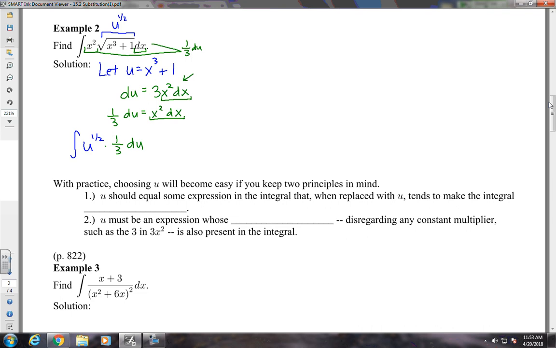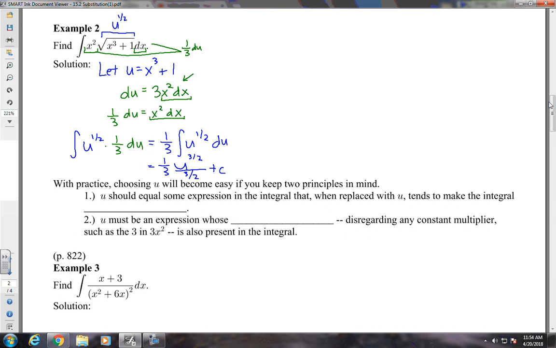Now we have a very simple integral to work with. The goal in substitution really is just to recognize the overall operation that's going on in your integrand and to write it in a simpler form. So the 1/3 du, let's just move the 1/3 in front of the integral, get it out of the way, and then we're going to integrate u to the 1/2. When we integrate u to the 1/2, we add 1 to the exponent. 1/2 plus 2/2 is 3/2, and we divide by that same thing, and then we add c.